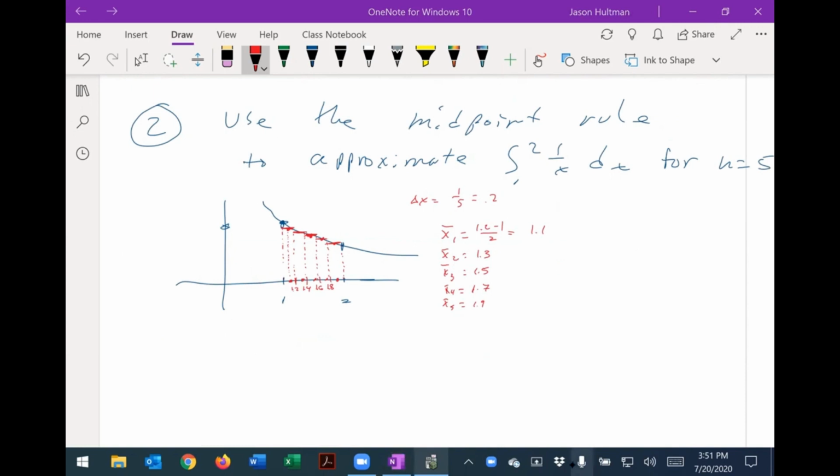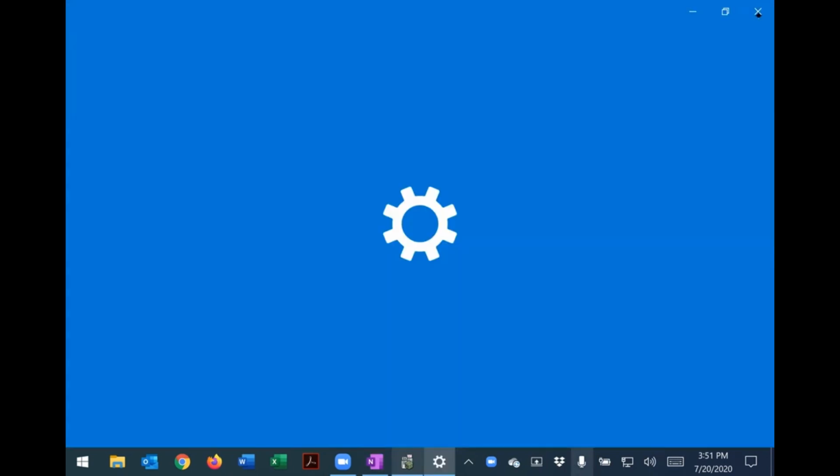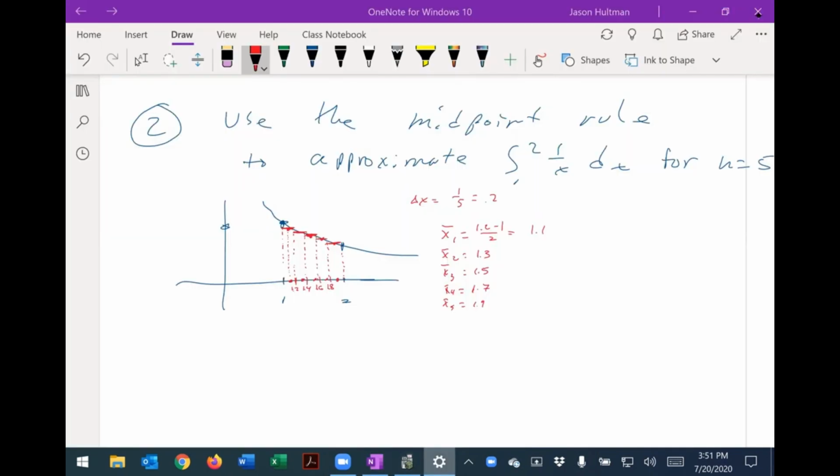Makes sense? So far so good. So now we just want to get the area of our rectangles here. Again, this is going to be delta x times my x bars. So this is f of x bar 1 plus f of x bar 2 plus f of x bar 3 plus f of x bar 4 plus f of x bar 5.